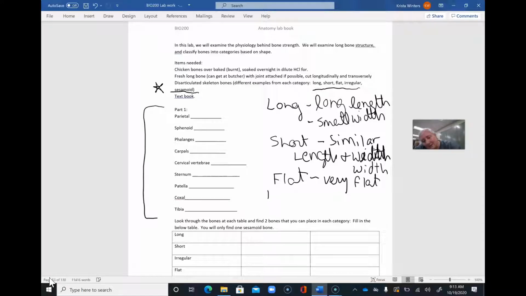Irregular bones. Irregular bones are uniquely shaped. So this is an irregular bone. It's very weirdly shaped. Another example is our famous ethmoid bone. This is an irregularly shaped bone. It's the bone that comes from the skull and into the nasal cavity. So irregular bones are unique.